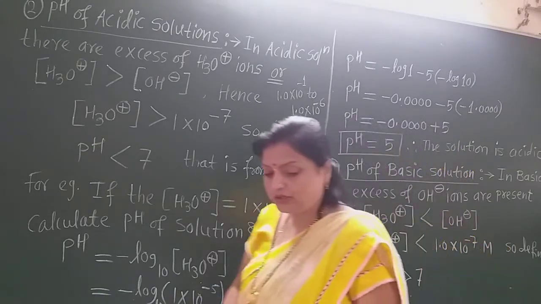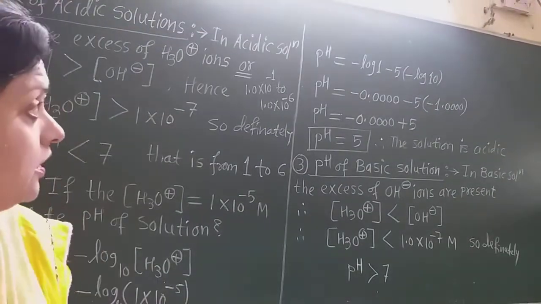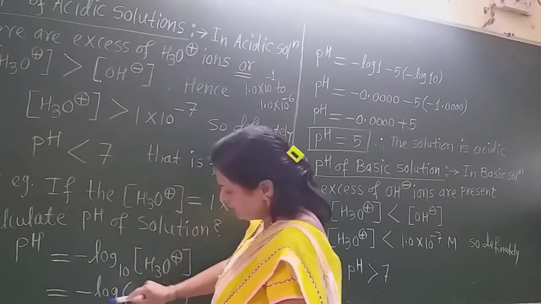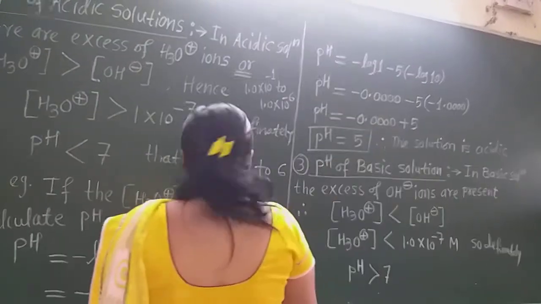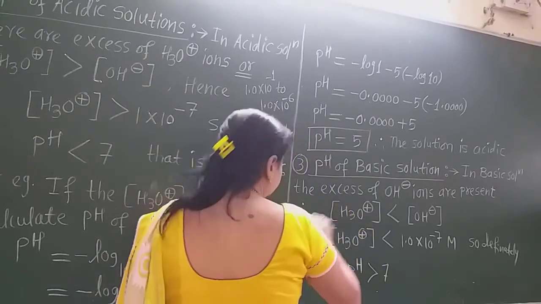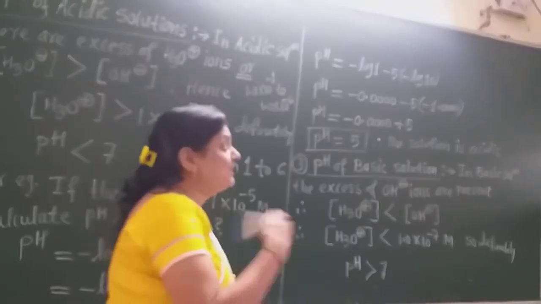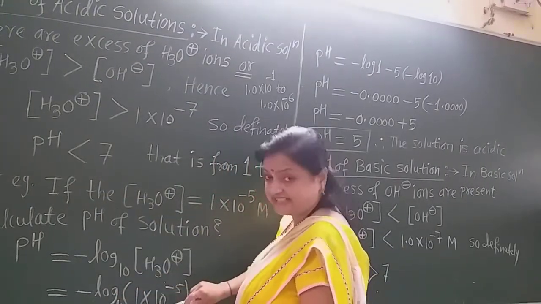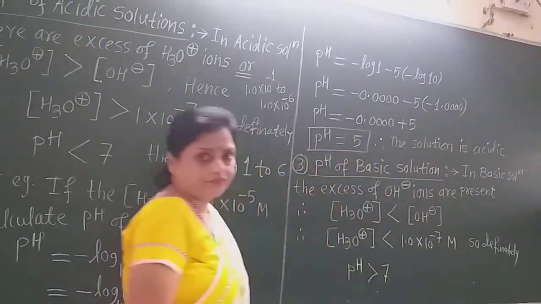How is it calculated? Let us see on the blackboard. Therefore the pH is equal to minus log of 1 into 10 raised to minus 5. This minus 5 is the power. The minus log applies to both the 1 and the 10 raised to minus 5, so it becomes minus log of 1 plus minus 5 into minus log of 10.